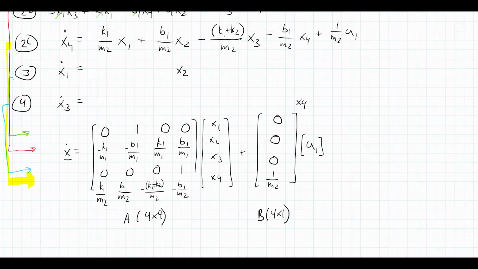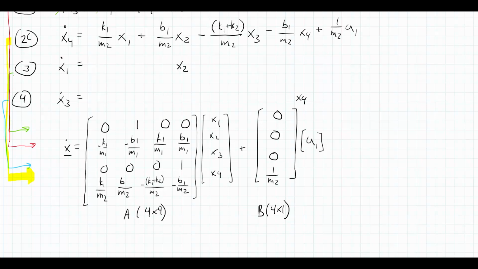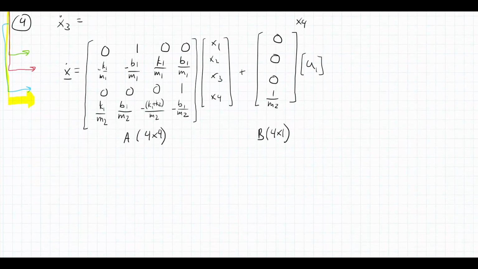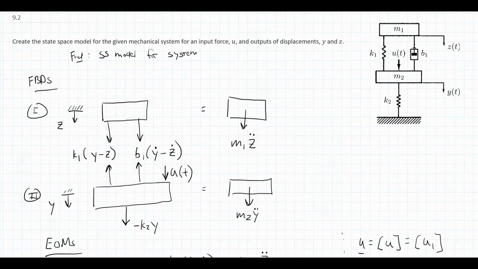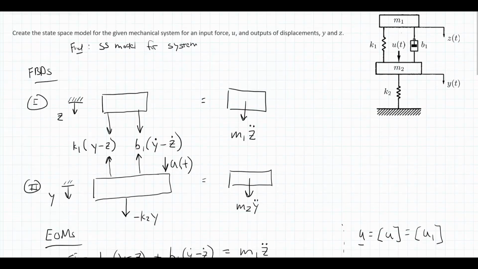Now I'll redraw this a little bit so it fits correctly. So now I have my A and my B matrices. Again, A is 4 by 4, B is 4 by 1. So this step is now done. x dot equals Ax plus Bu. That's the first part. Now I need to fill in my second part of my state space model, my observables. So my y vector. I am told here my observables will be y and z.